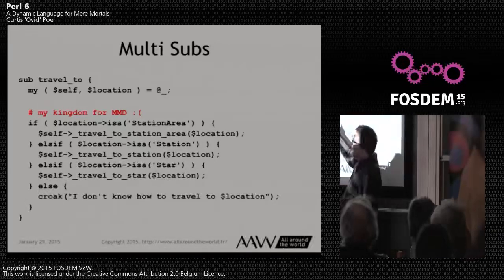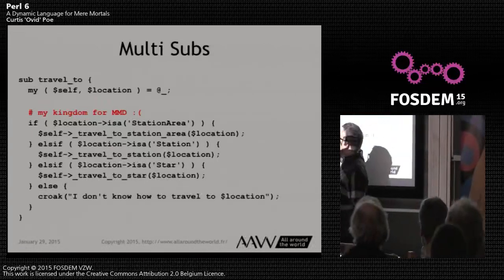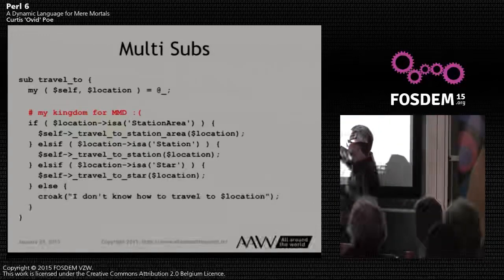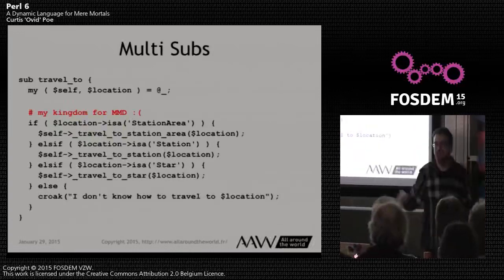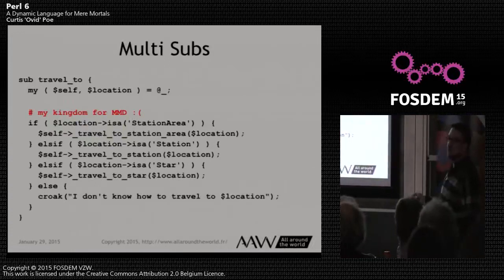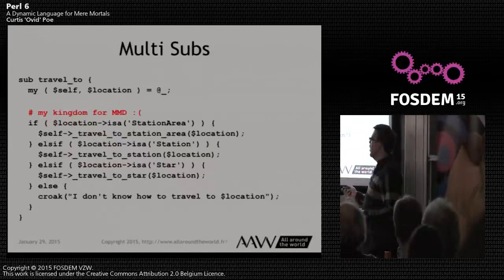So this is actually my dispatching for, if location is a station area, travel to station area. If location is a station, well, this is kind of a simplified version. But that comment, my kingdom for MMD, that is verbatim from my code. This is, as I add more location types that you can go to, having a bigger if-else-if chain, very frustrating.